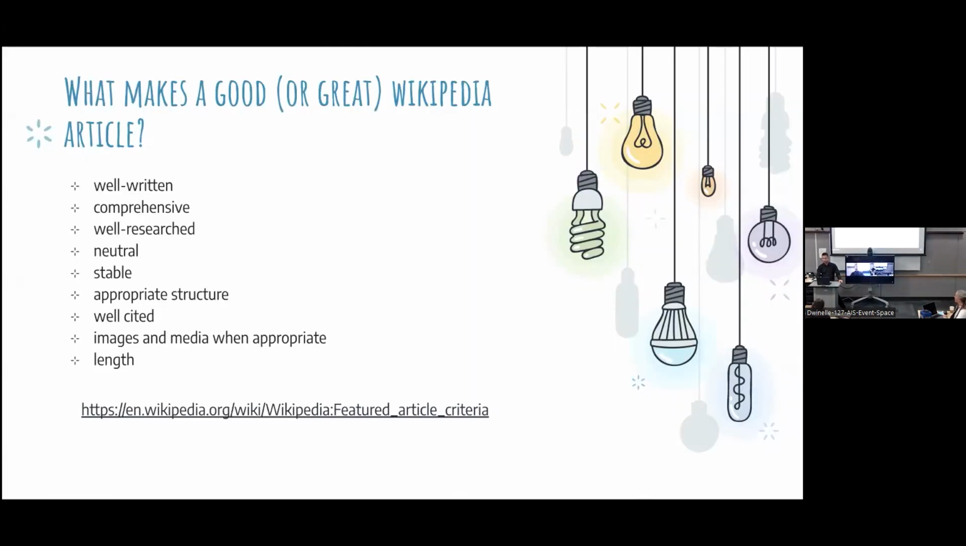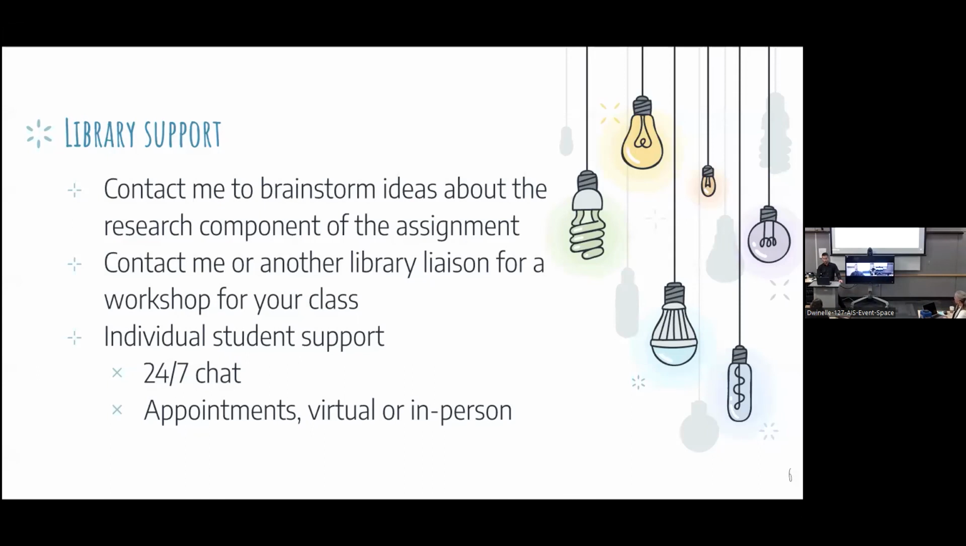And the next one. So you can contact me to brainstorm ideas about the research component of the assignment. Is it doable? How is it doable? How can we help your students? You can contact me or another library liaison. My colleague Jianye is right here, and she's our liaison for Chinese language and literature, and there is a library liaison for every department on this campus. So if you already work with somebody, feel free to continue working with them, or arrange a workshop for your class.